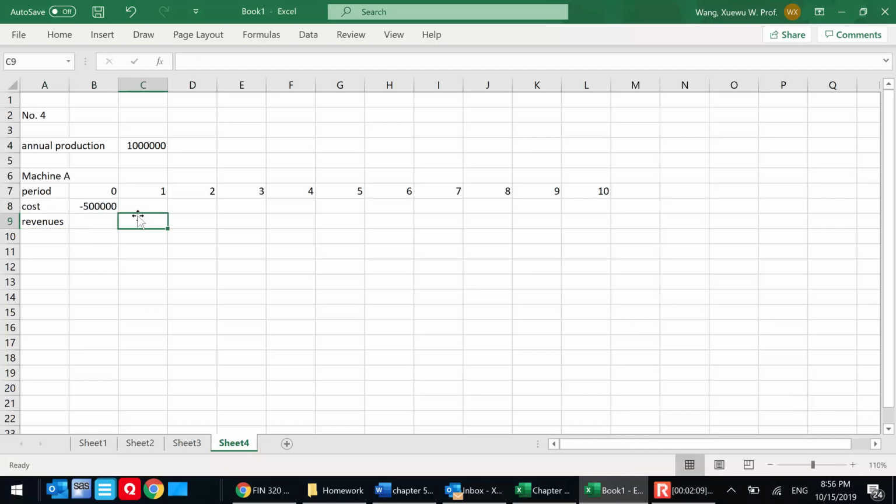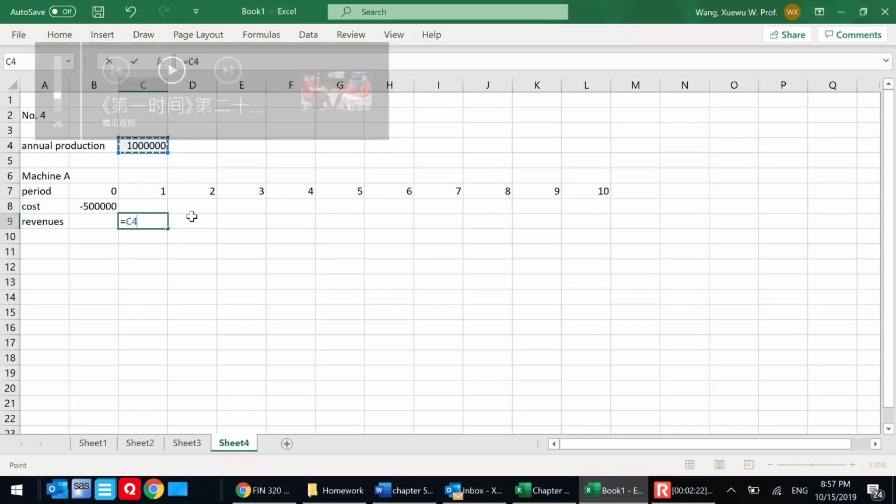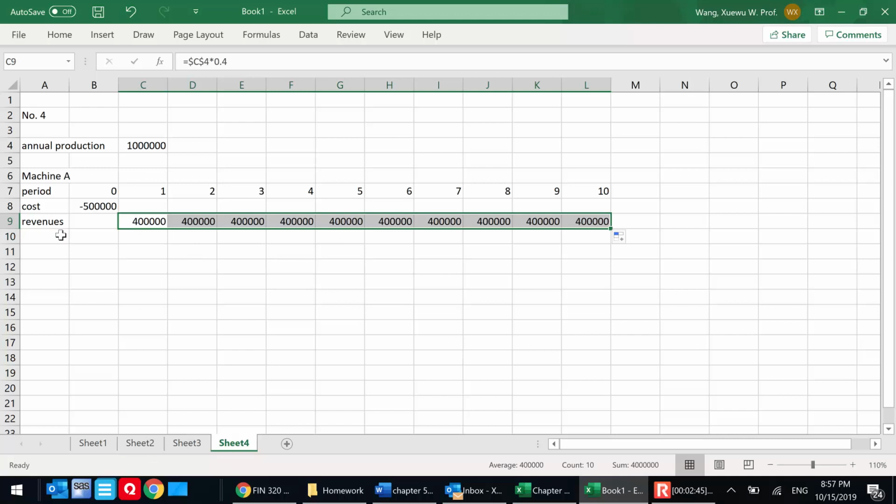For machine A, every year you're going to get the annual production, and oops, what did I do? There was some video from my computer, and every time I press F4, it's bringing that up. So dollar C dollar four, that is the annual production multiplied by the price per bulb, which is 40 cents. That is your revenue, and you have this revenue for every year.